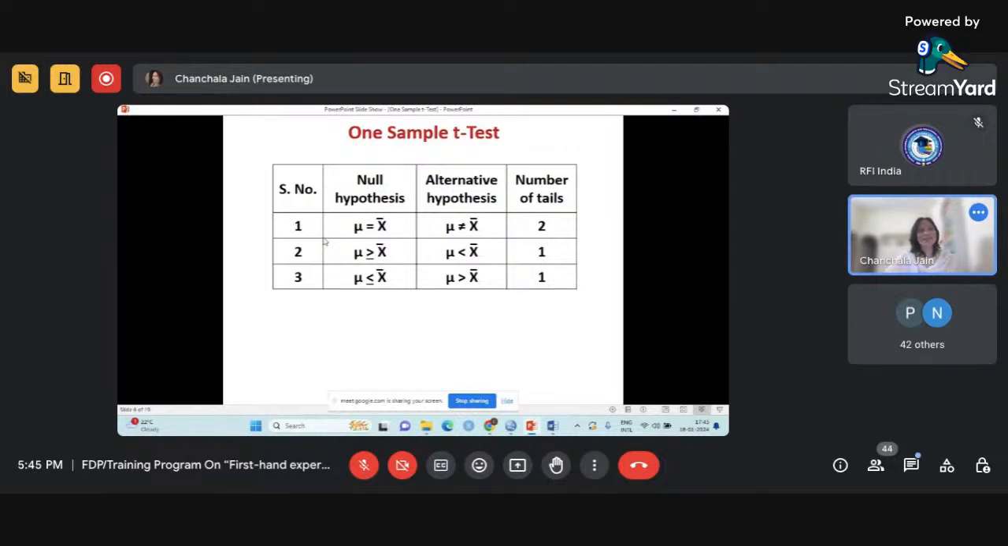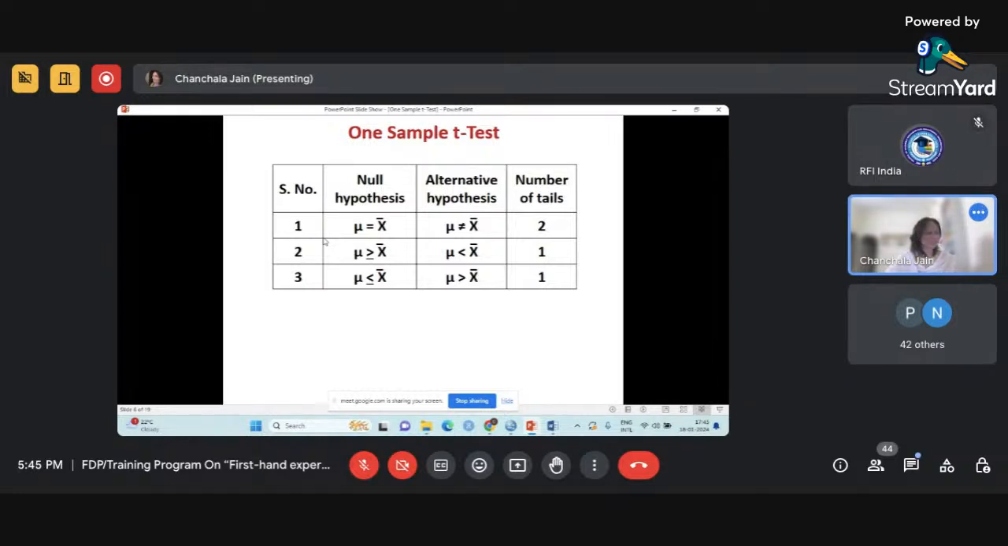As I say, there is a hypothesis. Hypothesis can be for the one-tail test or it will be for the two-tail test, right? So for one sample t-test, again the hypothesis can be of one tail or two tail. It depends upon ourselves which type of hypothesis we want to create, right?